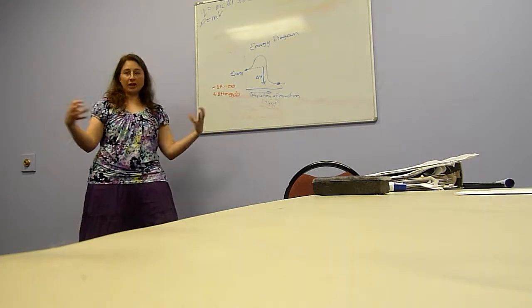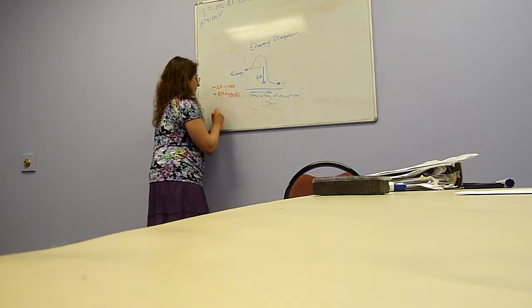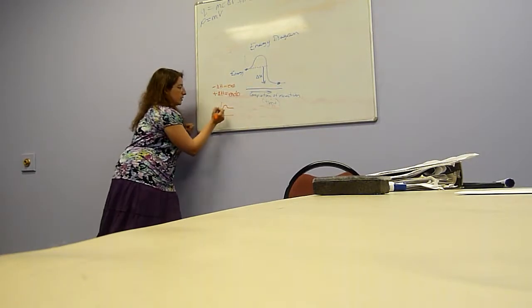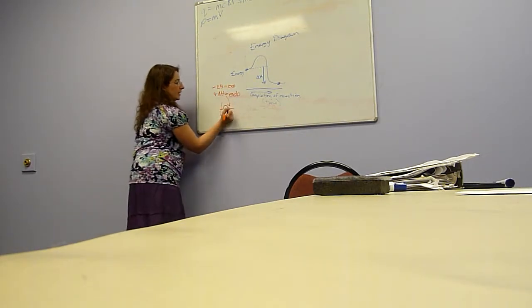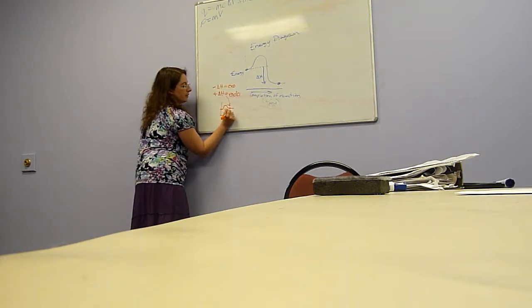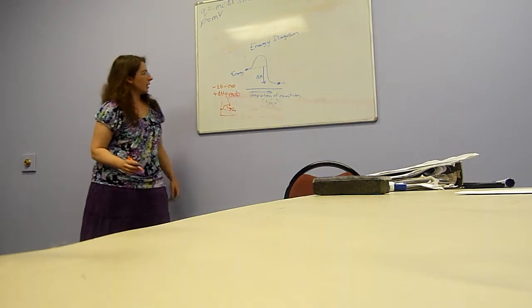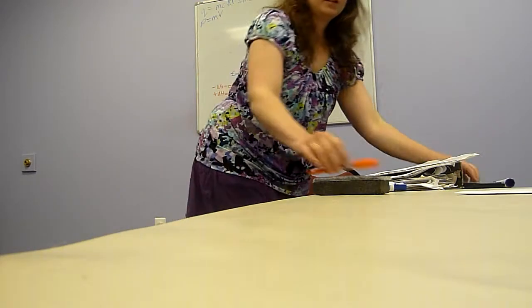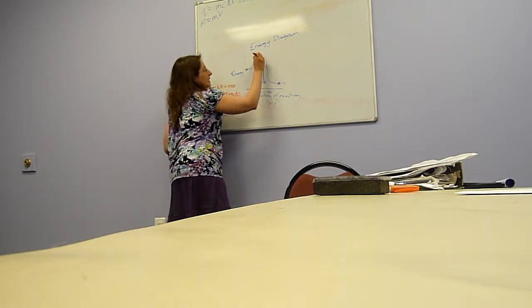That means it took in heat from its surroundings, so it will feel cold, and ends up at a higher energy state than where it started. So this here is an endothermic energy diagram. It ends up with a delta H that's positive. Where's the activation energy? The bump, the hump. This is the activation energy.